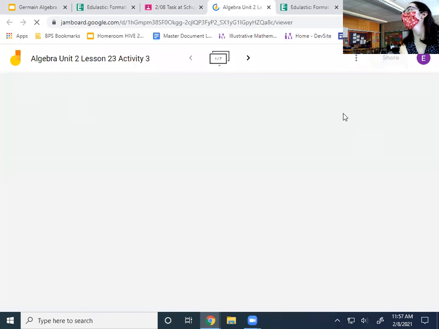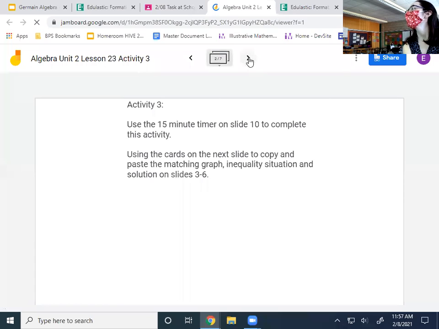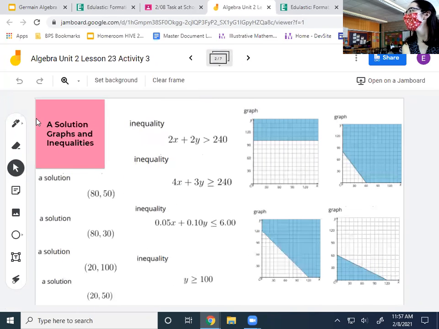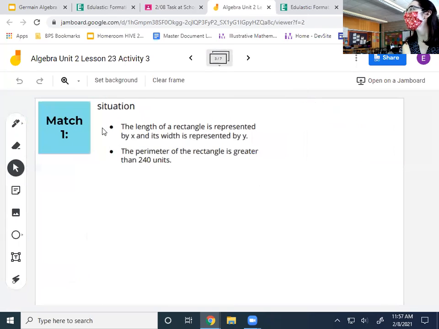On this Jamboard you have 15 minutes to complete these slides. You are matching an inequality, a solution, and a graph on the following slides. You have a situation that you need to read and match. My suggestion is you calculate and write the inequality first, then you calculate your graph, and the last part is finding a solution. There's a 15-minute timer.